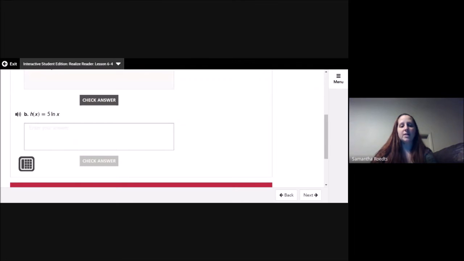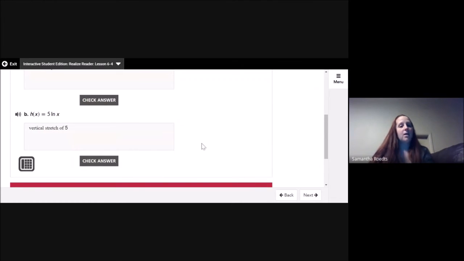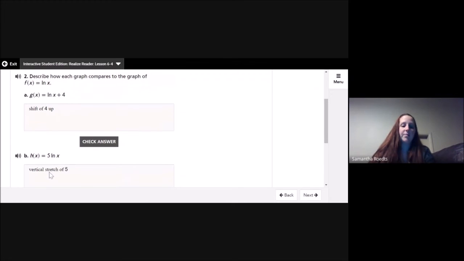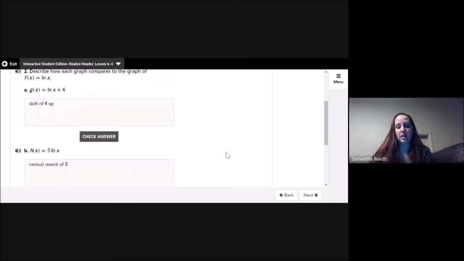For b, h of x equals 5 ln x. This is a vertical stretch of 5. Same exact rules apply. Remember, if it's in that parentheses, it's going to be left, right. If it's outside the parentheses, up or down. And then it's either a vertical stretch or compression, depending on if it's greater than, it's a stretch. If it's less than, it's compression.